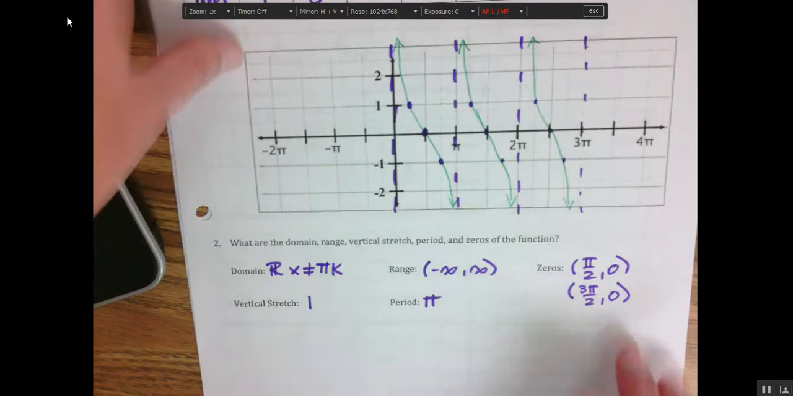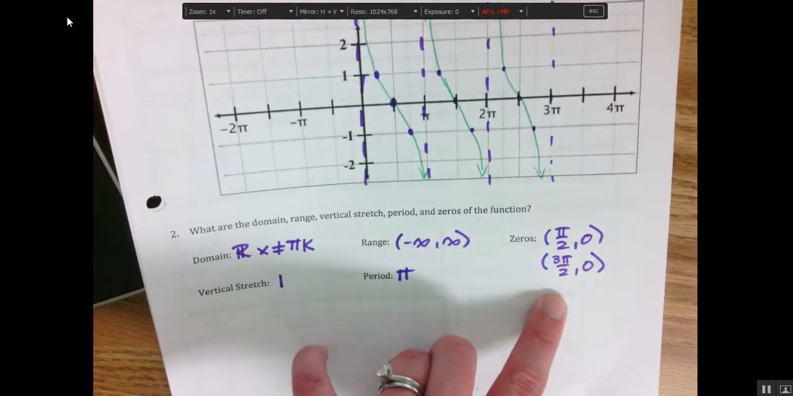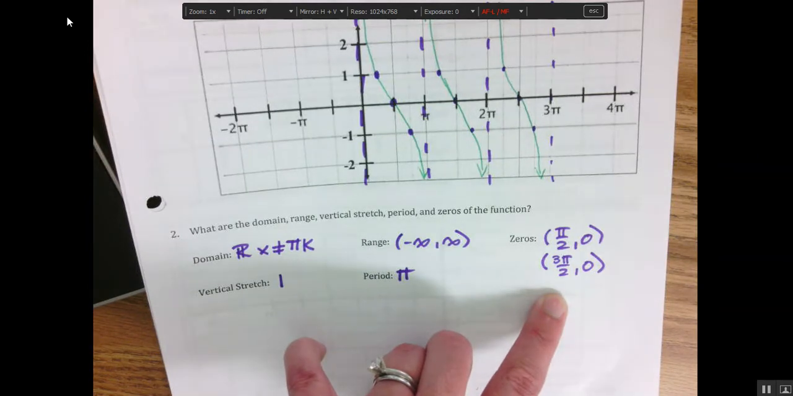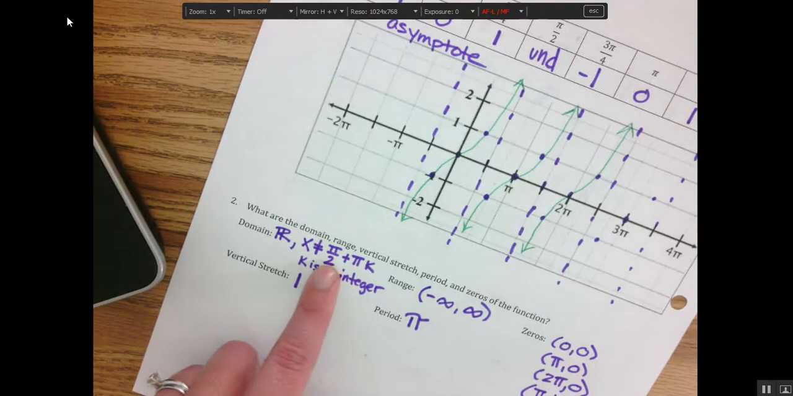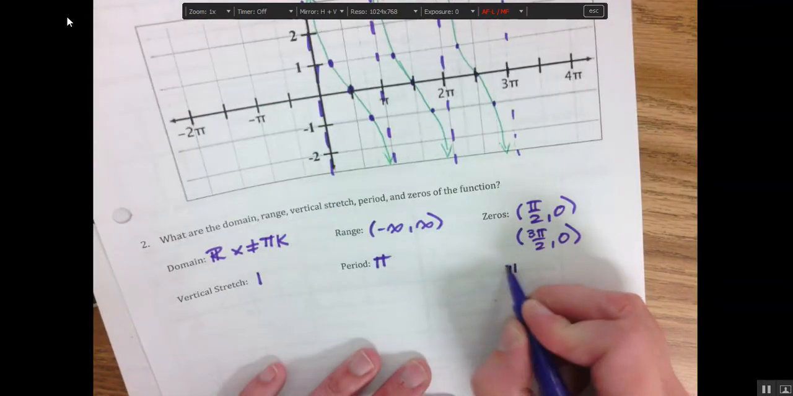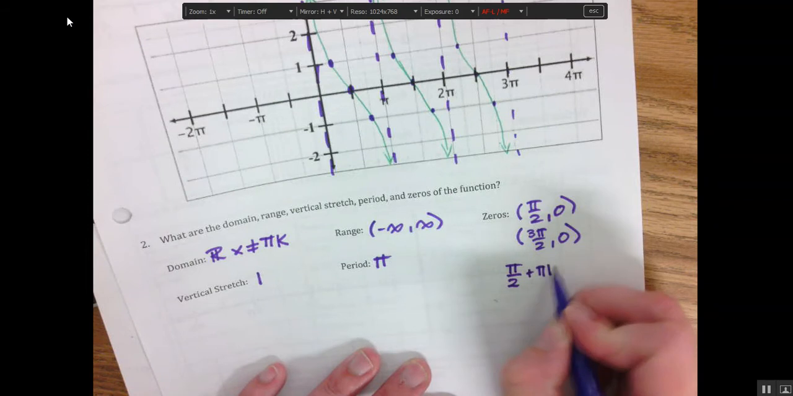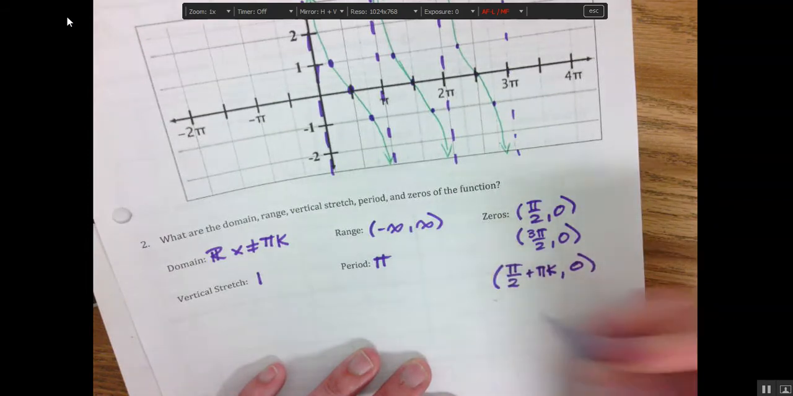Okay, so the way we're going to express the zeros is the same way we expressed the asymptotes in the tangent, because where cotangent has a 0, tangent has an asymptote. Why? Beautiful. They're reciprocals of each other. That's right. So the reciprocal of 0 is 1 over 0, which is undefined. So the expression for the zeros, I'm going to steal it from over here. The zeros happen at pi over 2 plus pi k. Good.